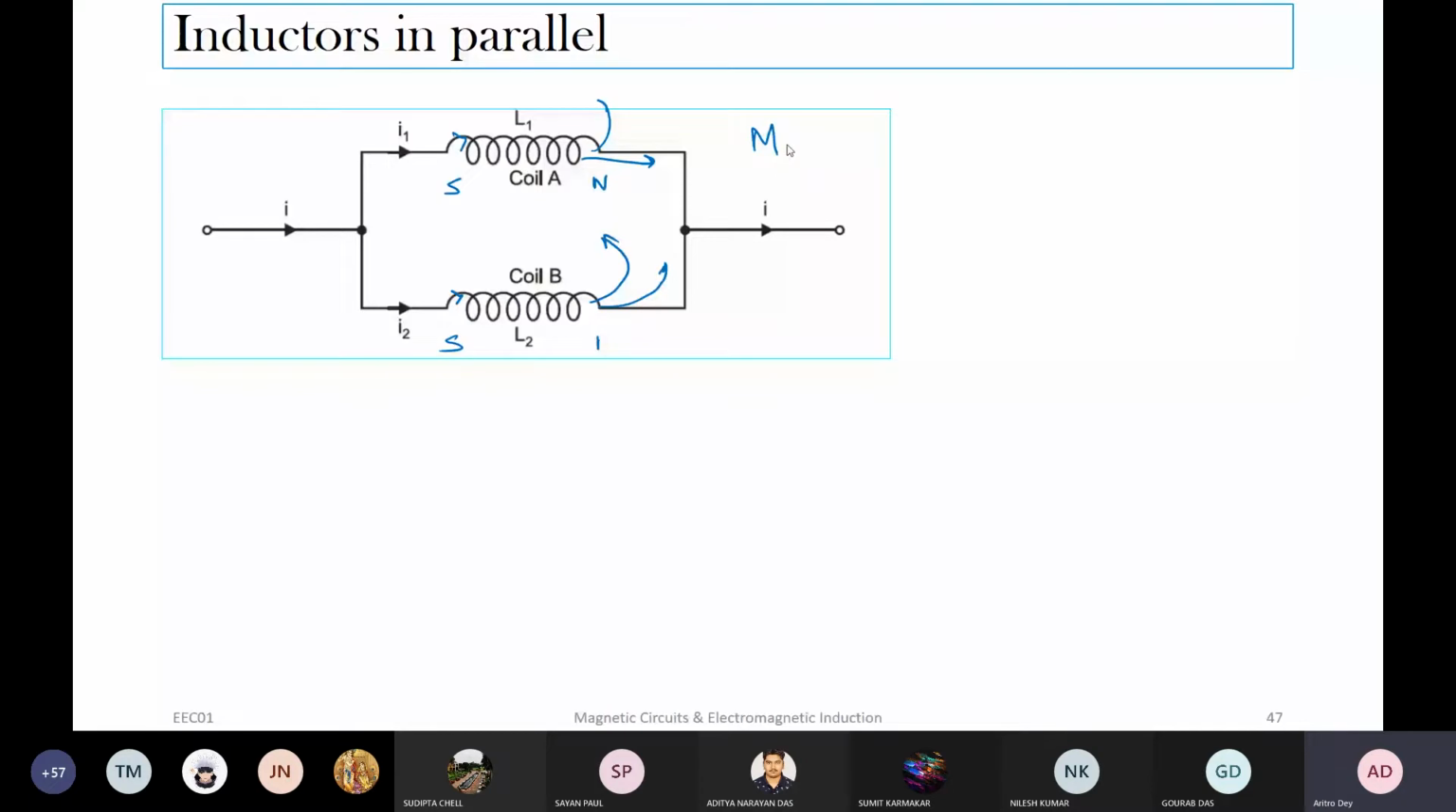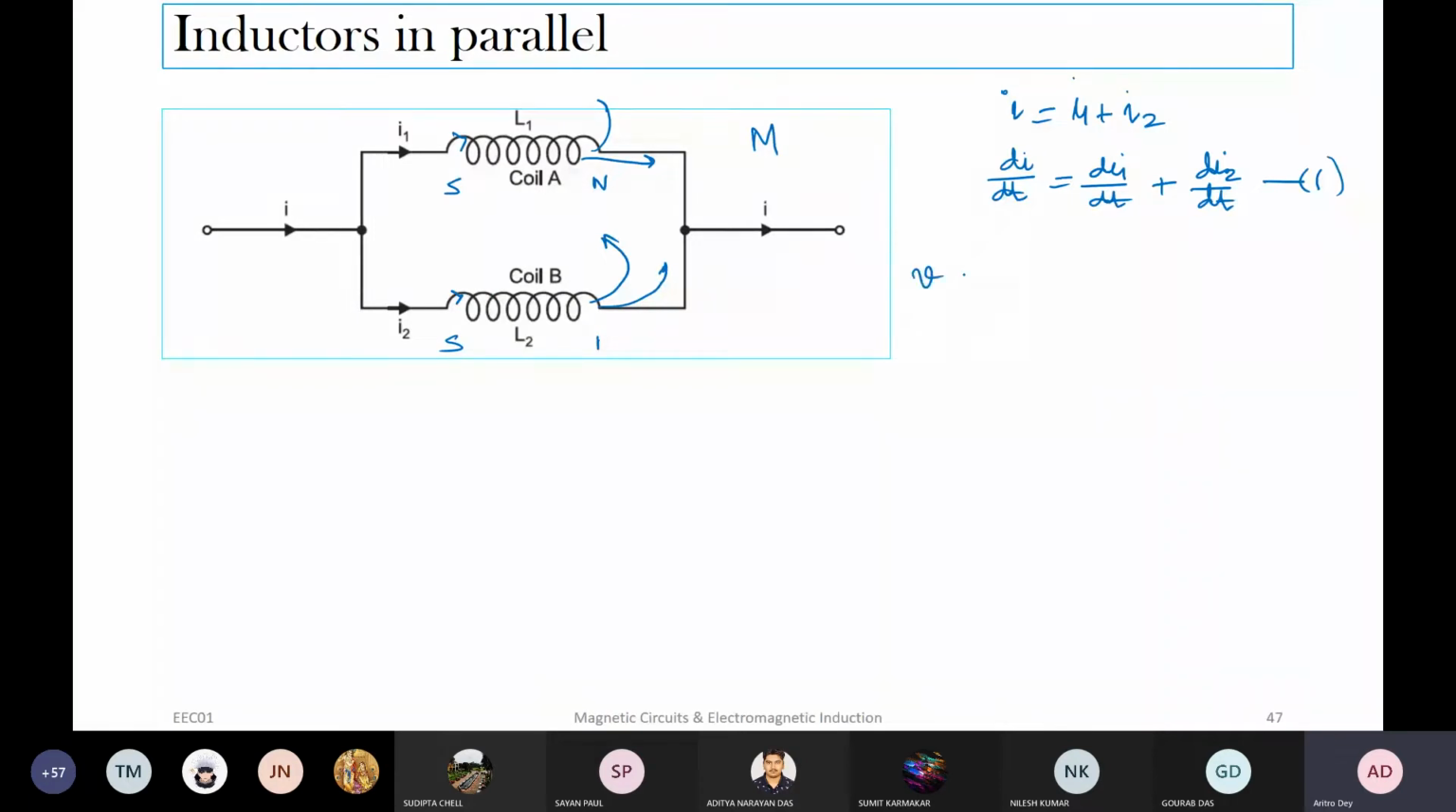In that case, for this particular diagram, we can first write I is equal to I1 plus I2. So di dt is equal to di1 dt plus di2 dt, right? This is equation one.